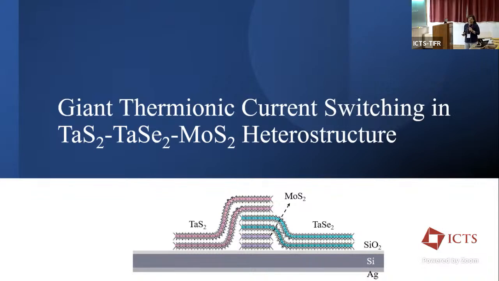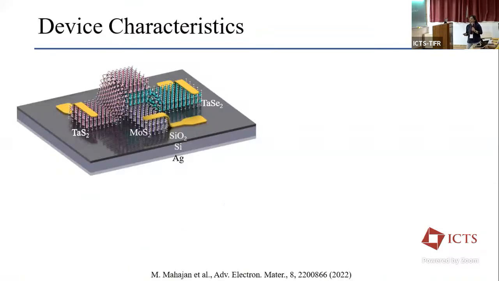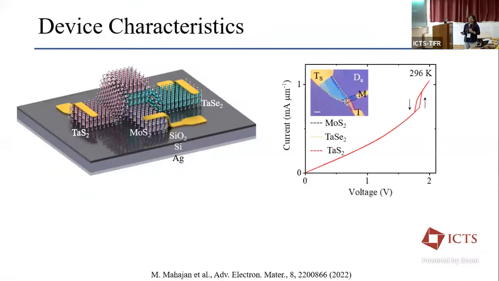So the idea is that whenever the abrupt change in the TaS2 current happens, that will result in an abrupt change in the junction temperature, which will induce thermionic carriers into the MoS2, and which eventually modulate the MoS2 current. All right, so this is the 3D schematic of the device.